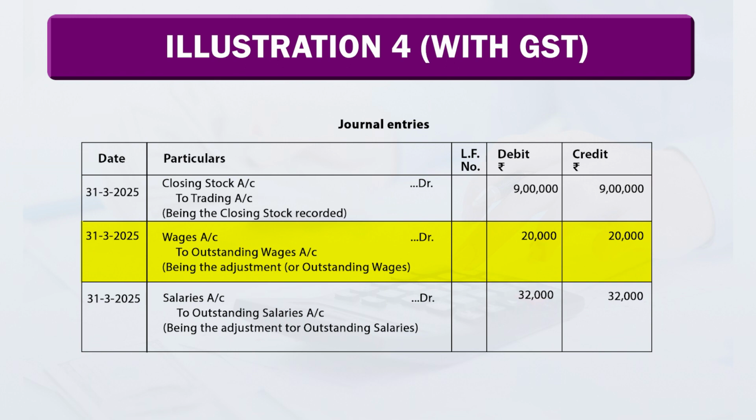It is our liability, but it is the expense of current year. So we have to debit it to wages account 20,000, and as a liability side we have to show outstanding wages rupees 20,000. Then after, friends, like wages, salary is also outstanding, but salary is the expense of profit and loss account, will be added in our salary. It is outstanding. So salary account debited by 32,000 rupees and outstanding salary account will be credited by 32,000 rupees, and this 32,000 is our liability and to be shown at the liability side of balance sheet.